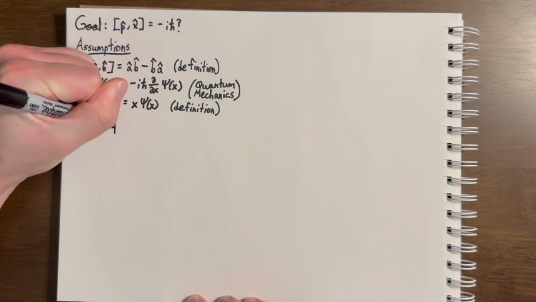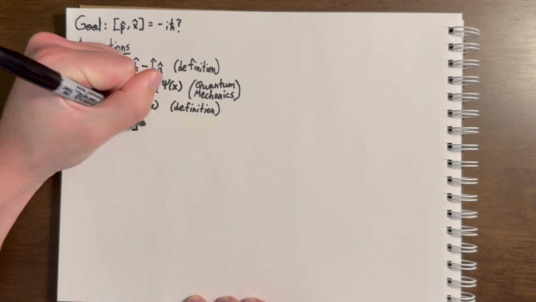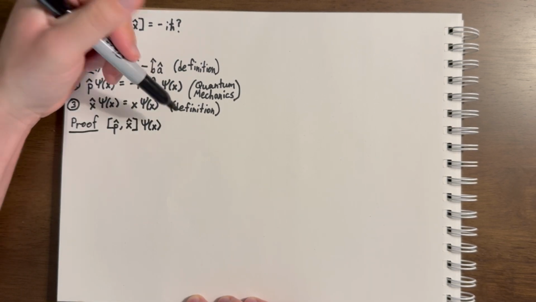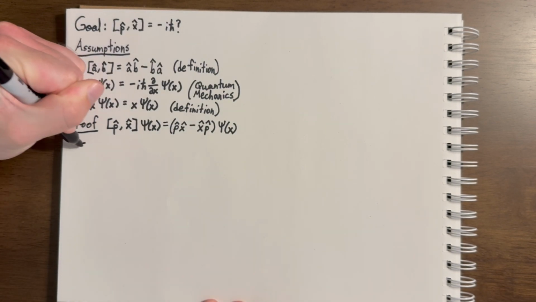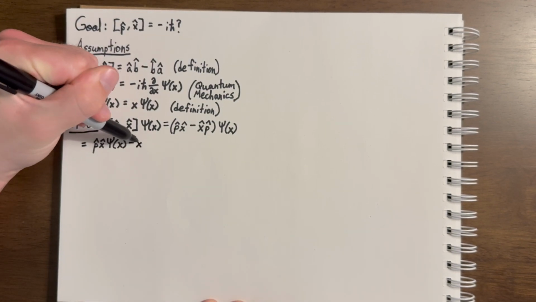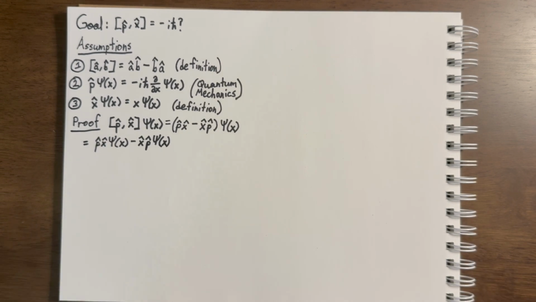Using the first assumption, the commutator of p and x acting on the wave function is equal to px minus xp acting on the wave function. Now using the distributive property, that's px times the wave function minus xp times the wave function. Now, in quantum mechanics, when you have more than one operator acting on a function, you start with the operator closest to the function and then progressively go to the left.